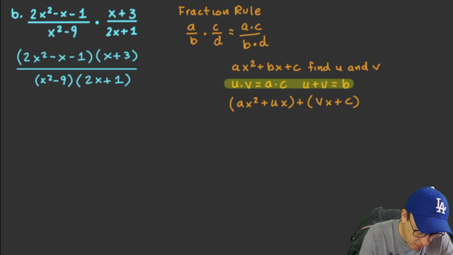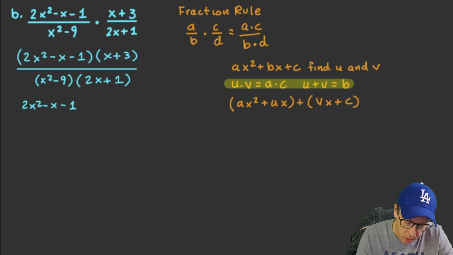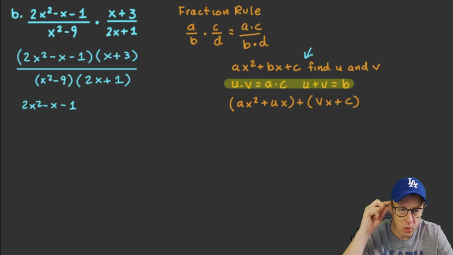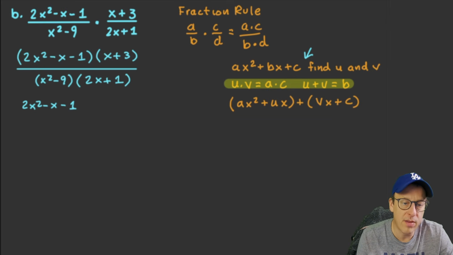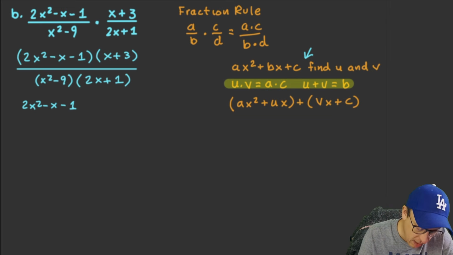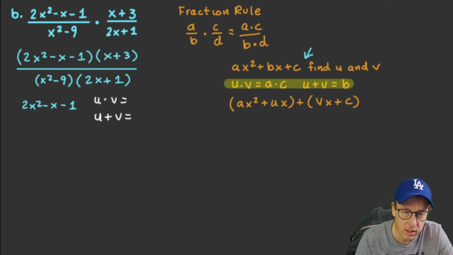So let's just put 2x squared minus x minus 1. And we will utilize our favorite little formula that we have here. And let's use a different color. Maybe I'll use white for this. So what do we want to do? We want to find the values of u and v that are going to allow us to have u times v equal to this, and u plus v. Whoops, why do I always put the second one first? I always write the v first. It doesn't matter, you can do it either way.